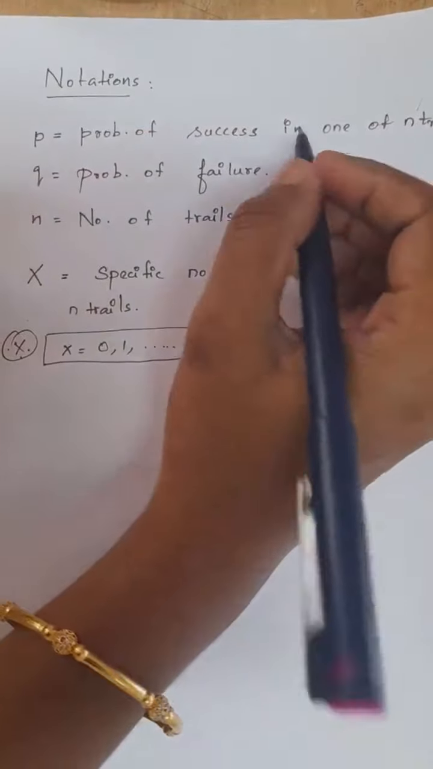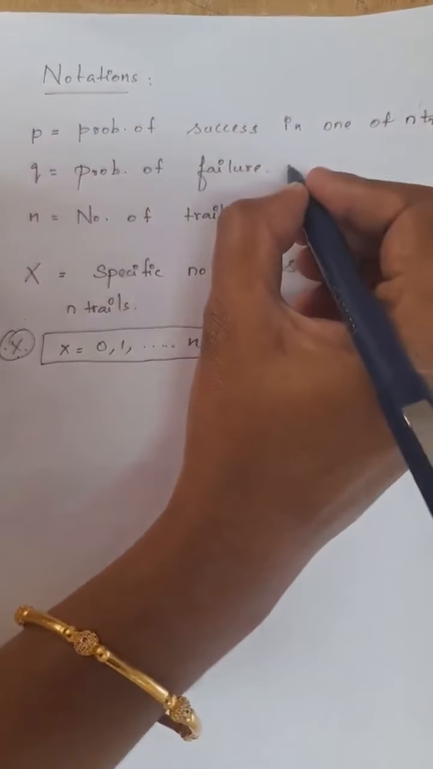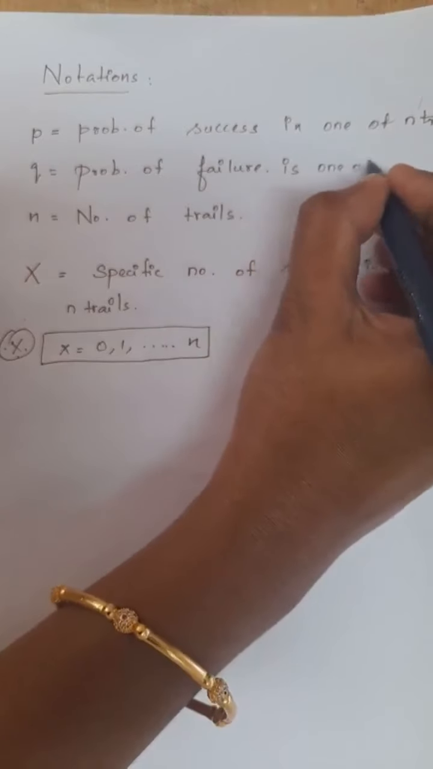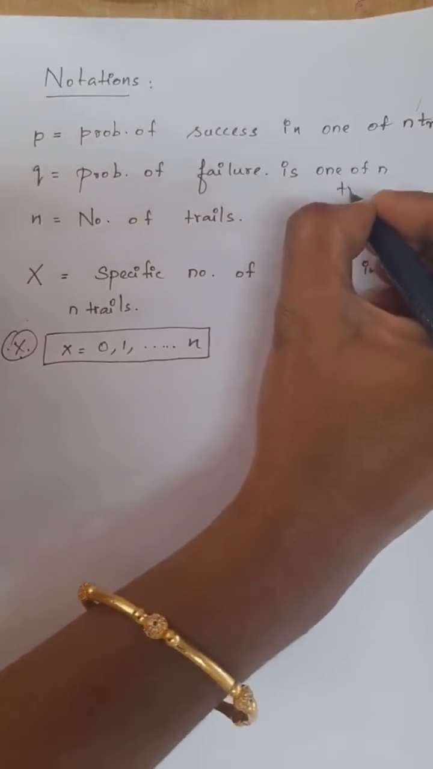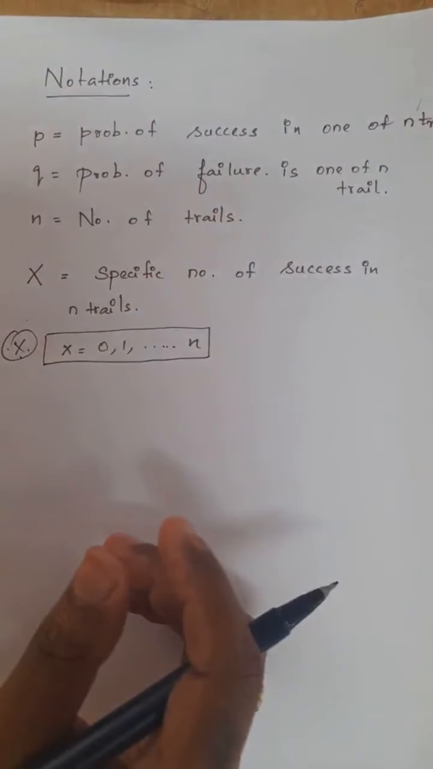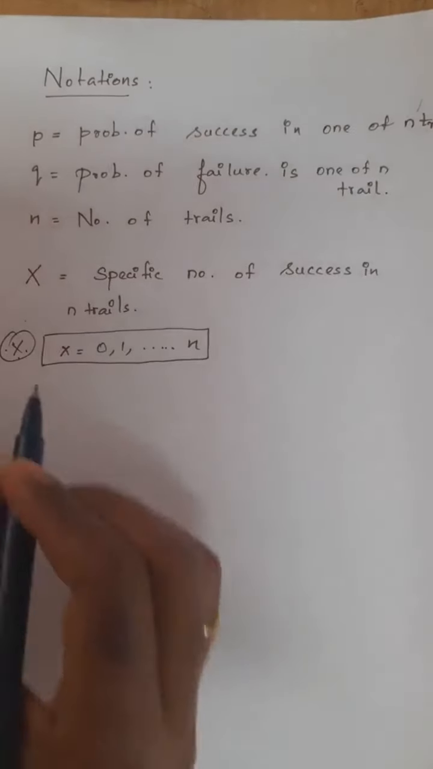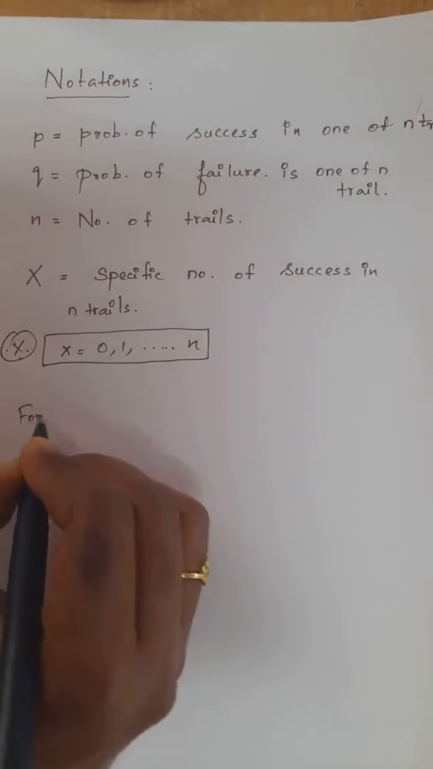Okay, similarly probability of failure is nothing but probability of failure in one of n trial. Okay, so these are all the basic notations that we are going to use in binomial distribution. Next I am going to tell you what is the actual formula that we are going to apply in binomial distribution. Okay, so formula.